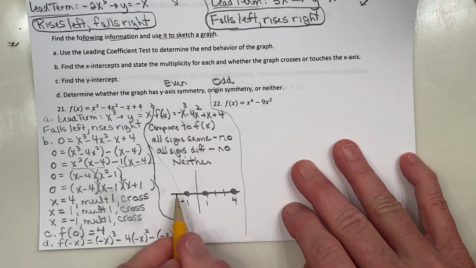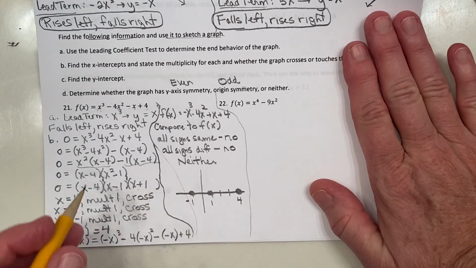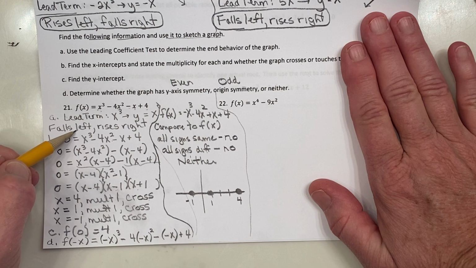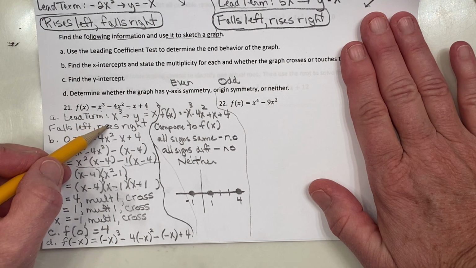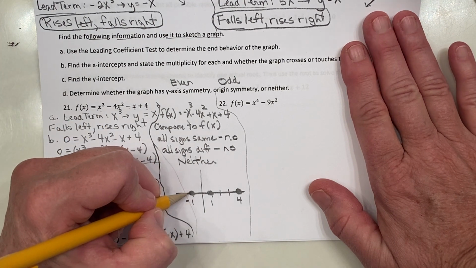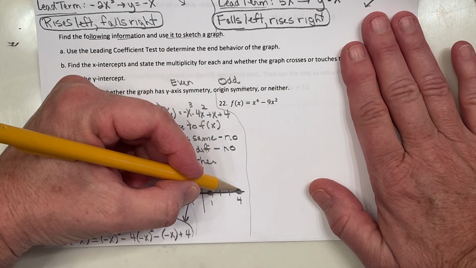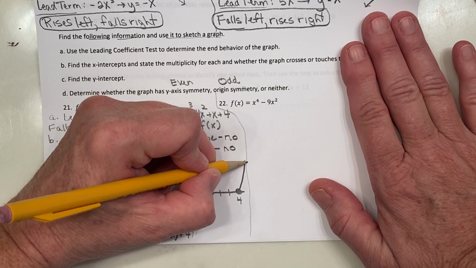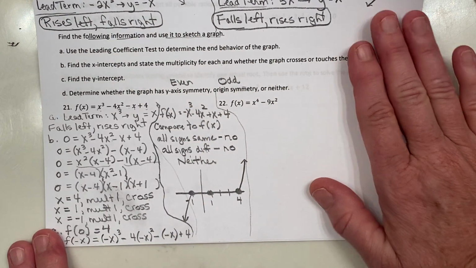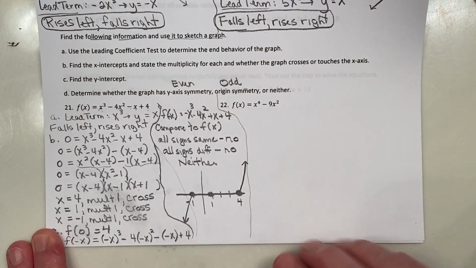And those are the only times I'm going to have an x-intercept. So now I'm going to go to the end behavior, and I'm going to go, oh, it falls left and rises right. So from this furthest left x-intercept, I know I have to fall left. And from the furthest right x-intercept, I have to rise right. So falls left, rises right.